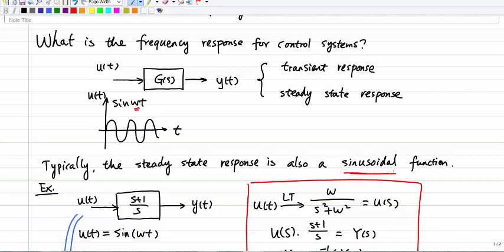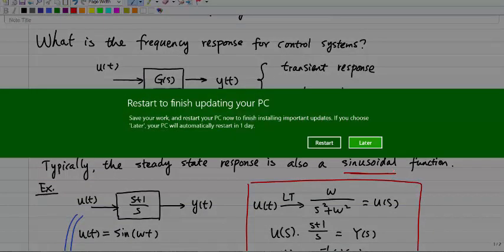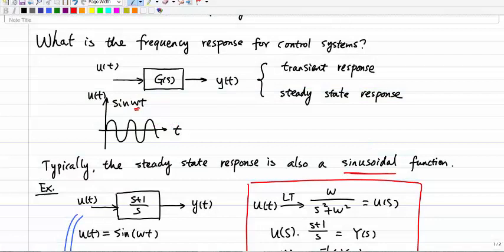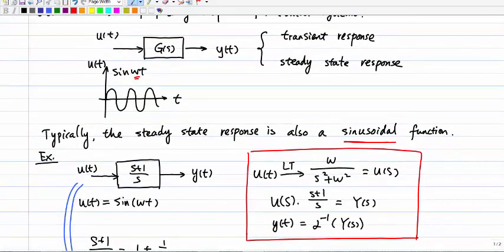Let me give you an idea of what I mean by that, and why the output is also a sinusoidal function. Let's say I give you a system G(s) given by (s plus 1) divided by s. My input u(t) is sine omega t, and my output is y(t). I want to see what the output is.